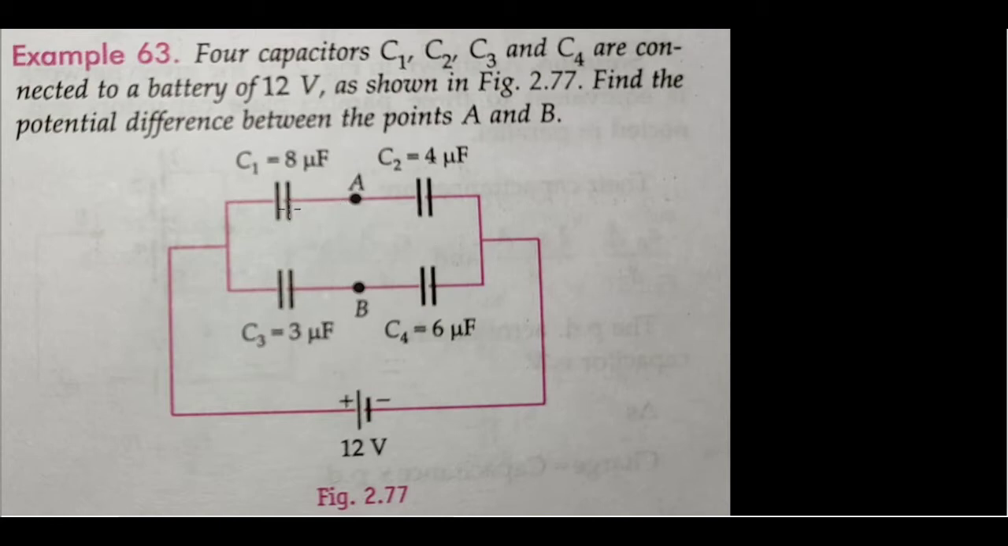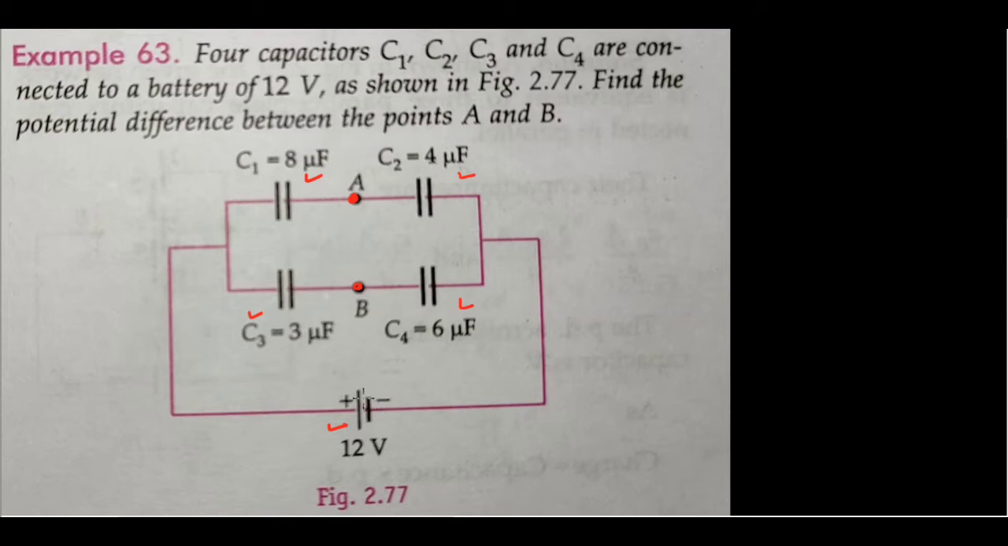We have four capacitors, C1 equal to 8 microfarad, C2 equal to 4 microfarad, C3 equal to 3 microfarad, and C4 equal to 6 microfarad. In this diagram, C1 and C2 are connected in series. Similarly, C3 and C4 are connected in series, and the equivalent of C1 and C2 is in parallel with the equivalent of C3 and C4. And here we have a point A and here we have a point B. We have to calculate the potential difference between the points A and B, and you can see that this entire combination is connected to this battery of potential difference 12 volt.